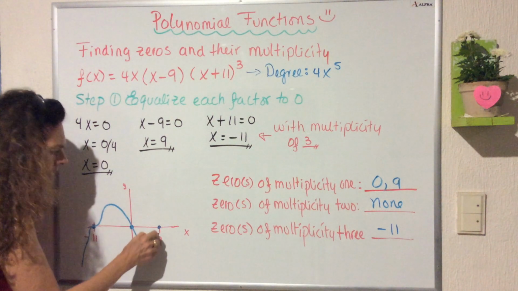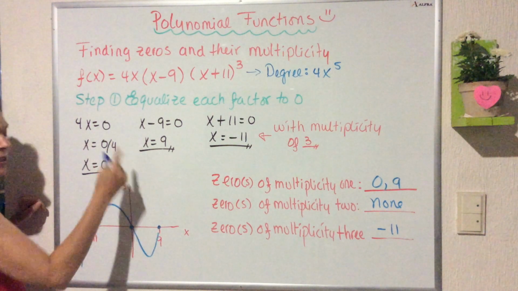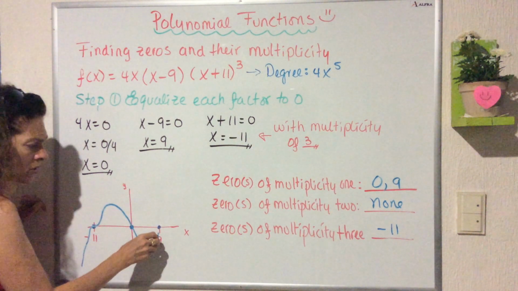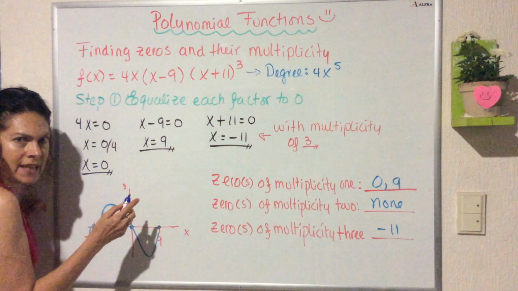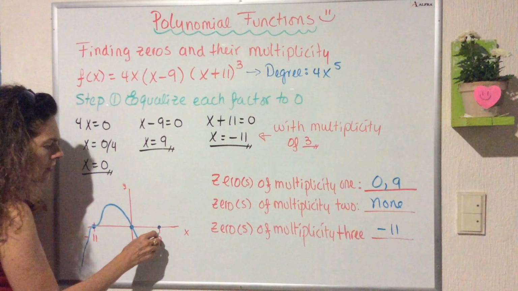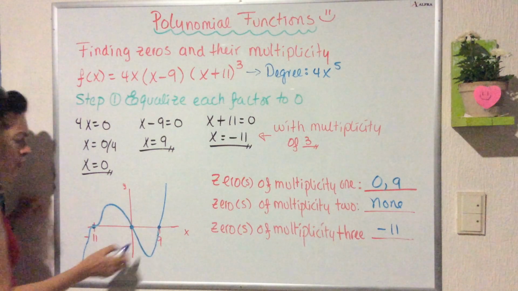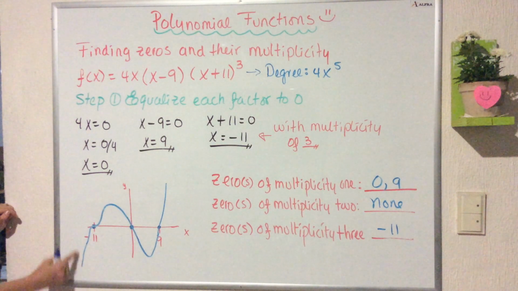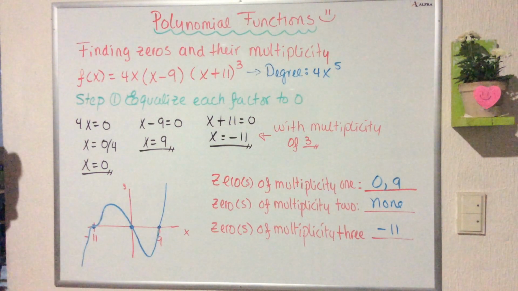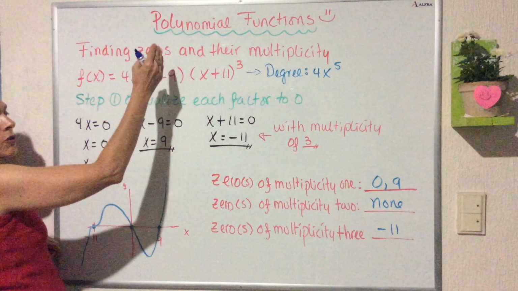And then 9. As 9 appears just once, the multiplicity is 1, it is going to cross because 1 is an odd number. Boom. And as you can see, it falls to the left and it rises to the right.